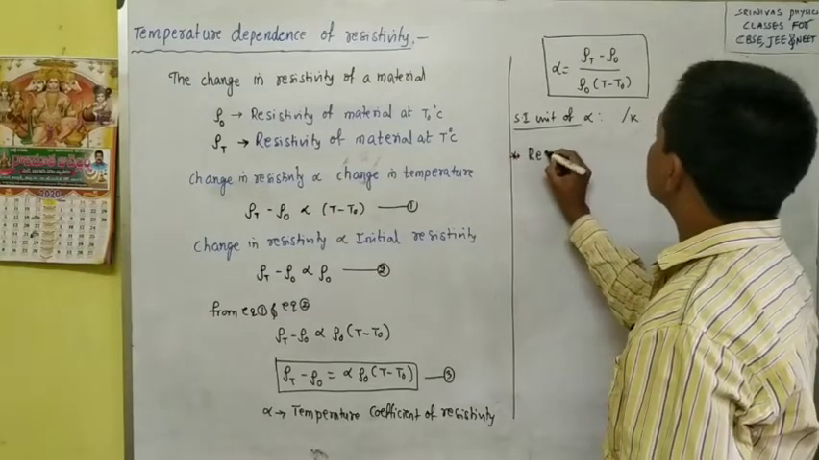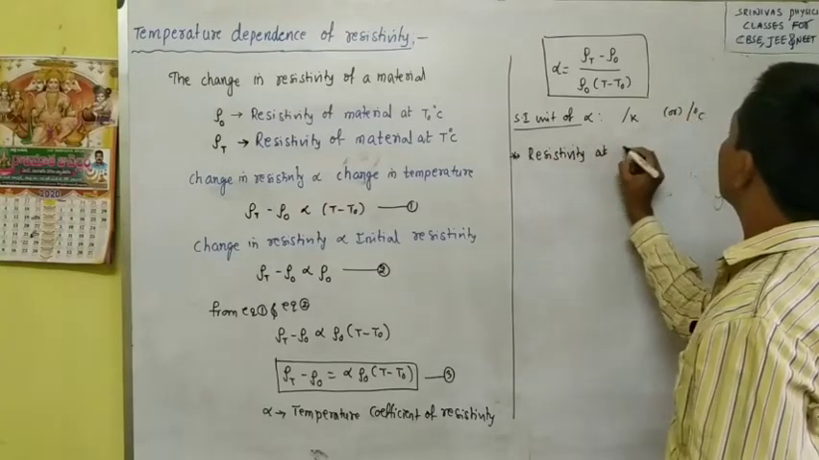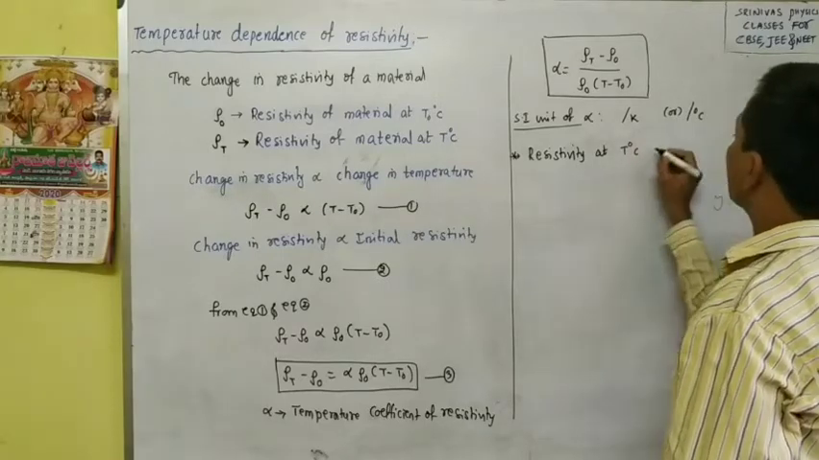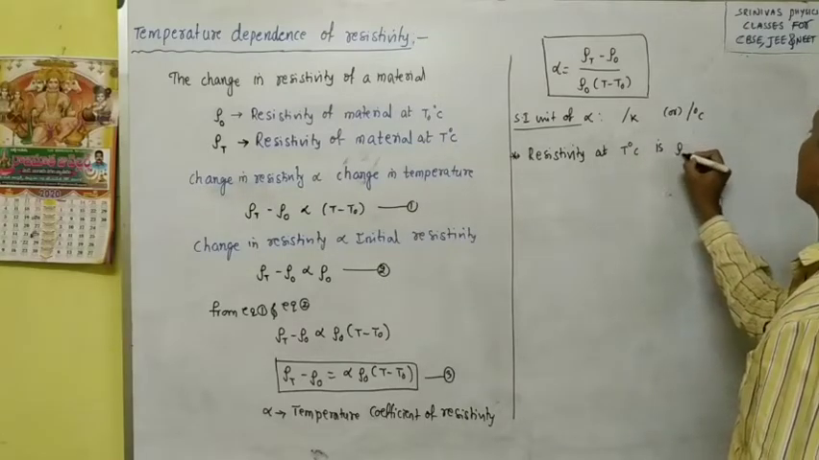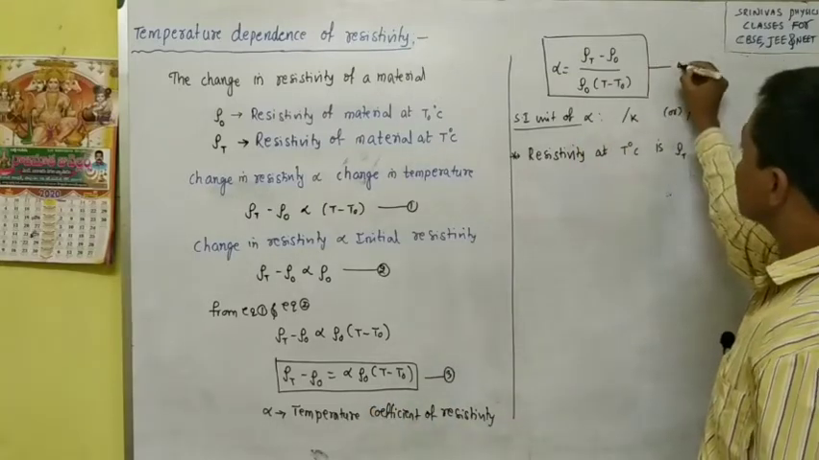Now let us see the resistivity at T degrees Celsius. If you want the resistivity at T degrees Celsius, that is rho T, then we write the rho T formula from equation 3. This is equation 4.